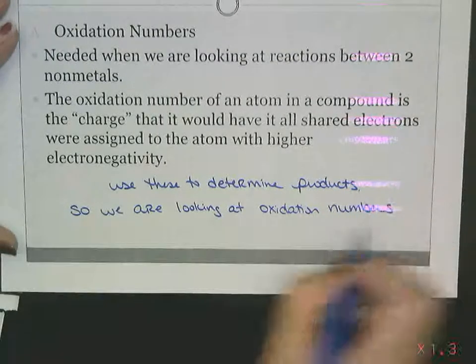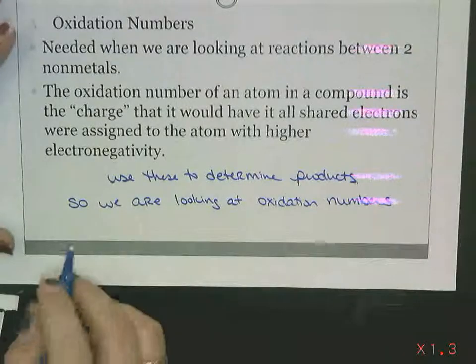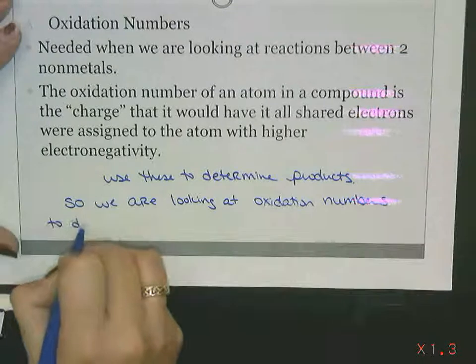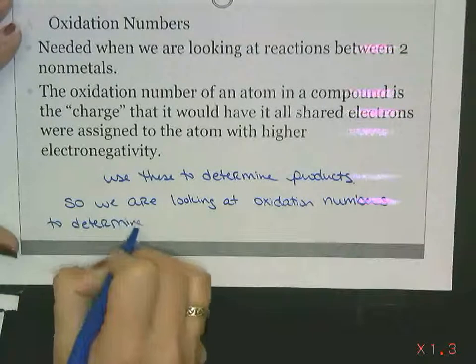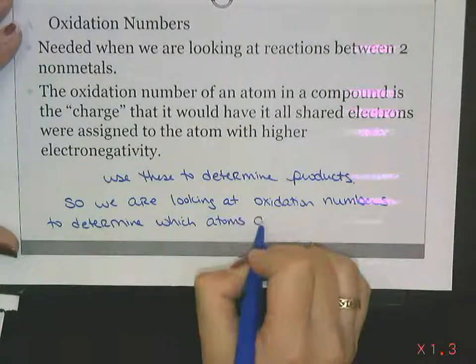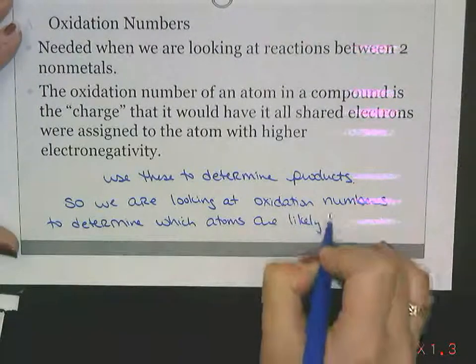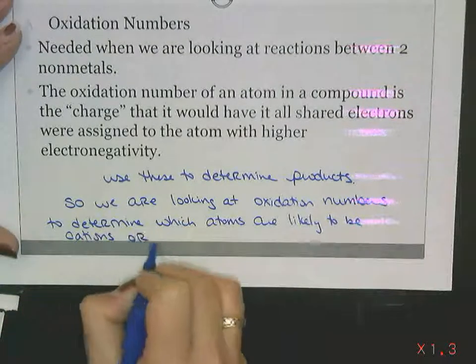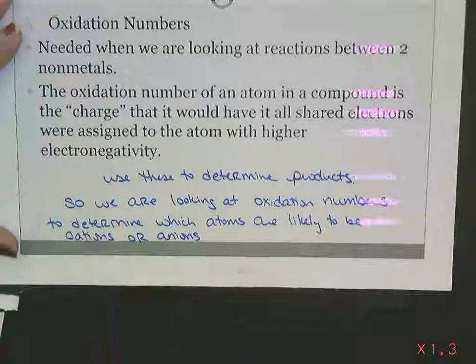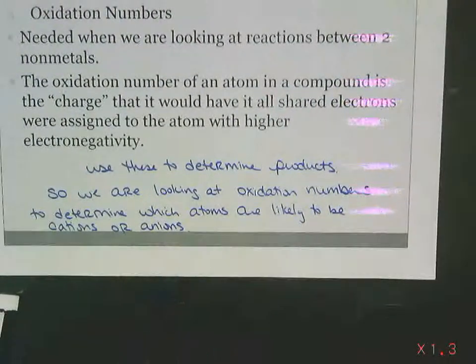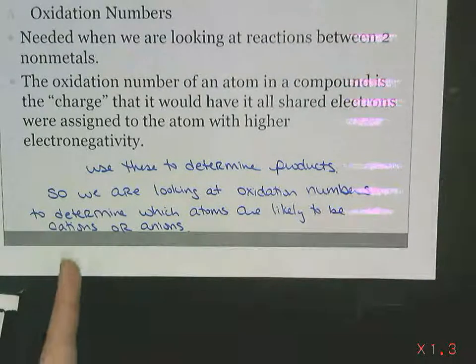So we're going to be looking at oxidation numbers to be able to predict which atoms are likely to become cations or anions. If I'm a cation, have I lost an electron or gained an electron?